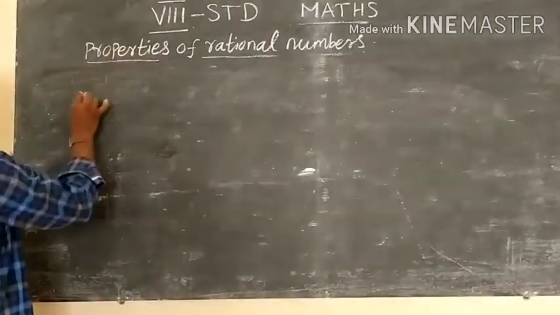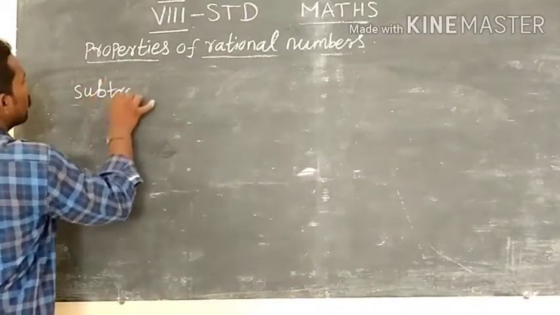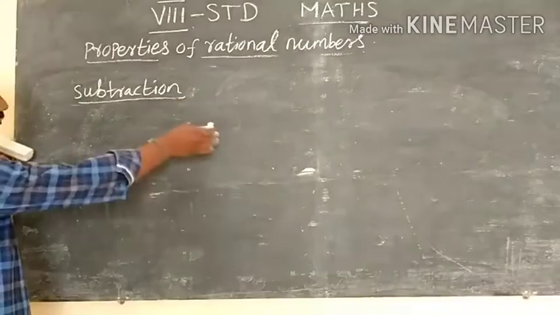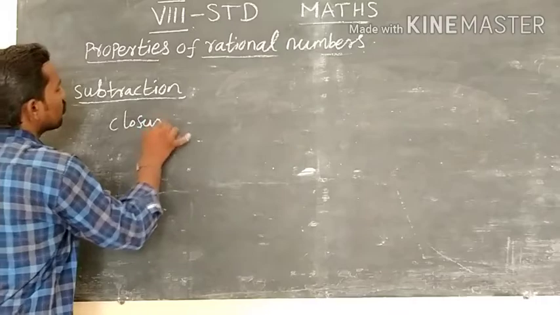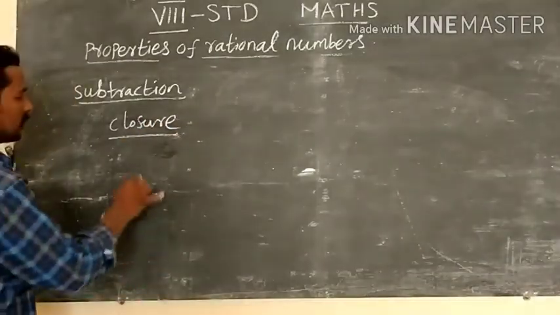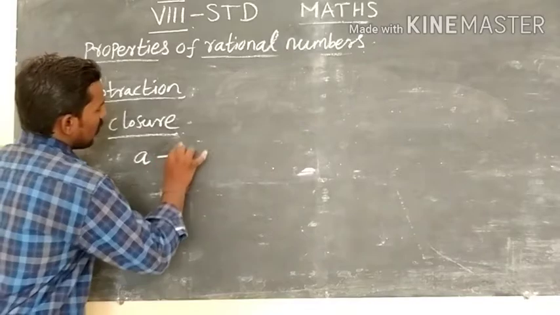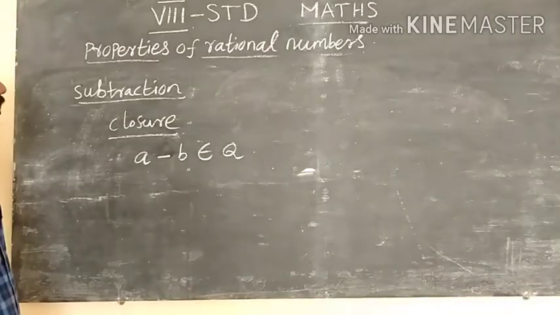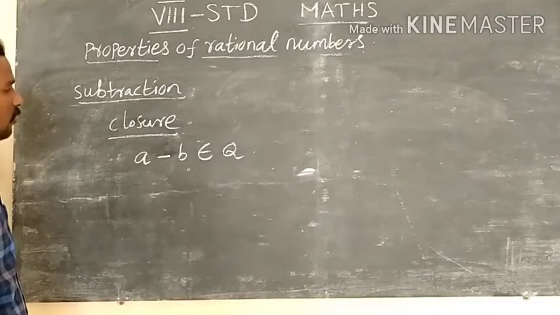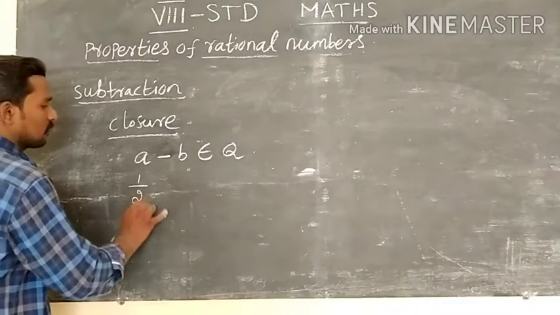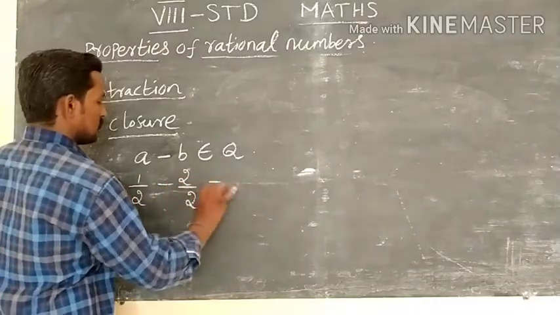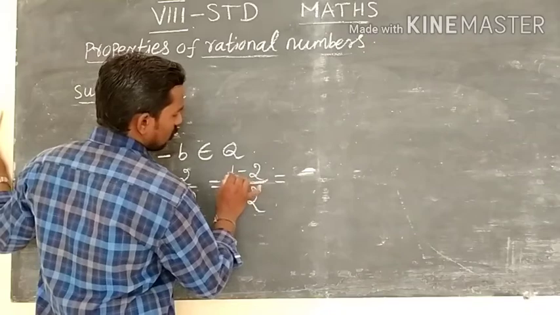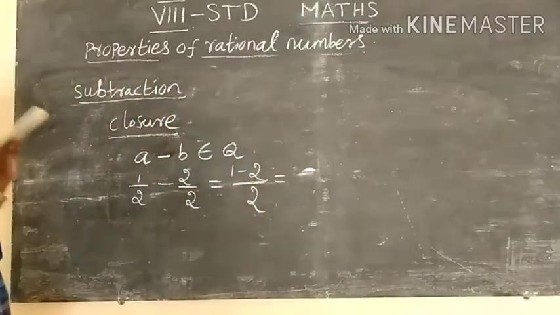Okay. Then the subtraction. The subtraction, the closure property. Closure property, a minus b belongs to Q. This is true, because the closure property is true under subtraction. You take any one number, so 1 by 2 minus 2 by 2. The same example, so 2 is the common factor. 1 minus 2. What do you get? This is plus, this is minus. Different signs means you get the subtraction.